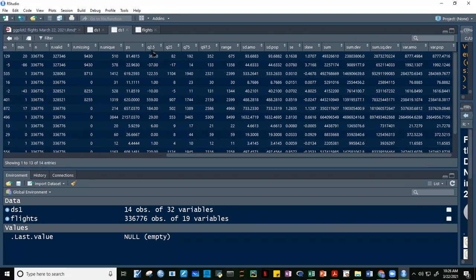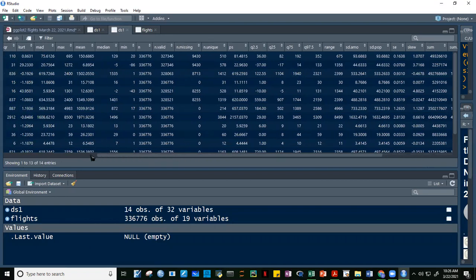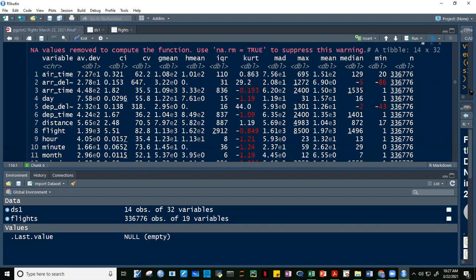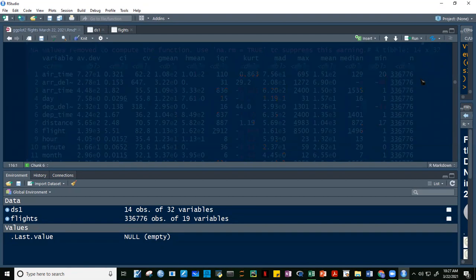Okay. You have the quartile 2.5, quartile 25, quartile 75, Q 97.5, iba't ibang quartiles, no? Okay. This is your IQR, diba? Kurtosis, harmonic mean, geometric mean, okay, etc. So many descriptive statistics.